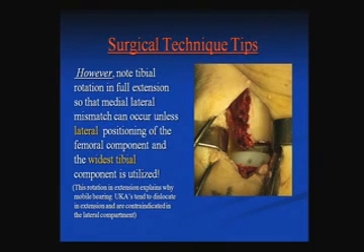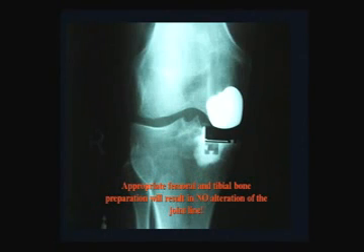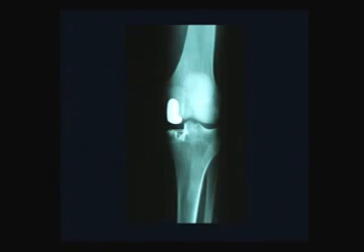Note that tibial rotation in full extension occurs so that medial-lateral mismatch can occur unless lateral positioning of the femoral component and the widest tibial component is utilized. And for those of you who have done some Oxfords will know that you can't do an Oxford in the lateral compartment for this reason. So appropriate femoral and tibial bone preparation results in no alteration of the joint line.